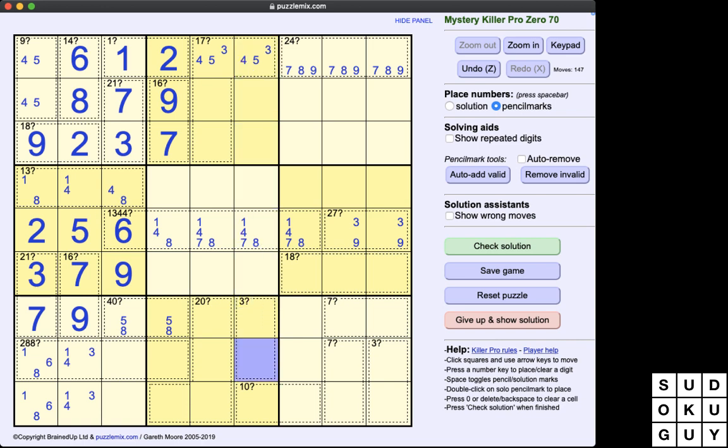Okay, that was cool. What about this 288 though? Okay, so the largest number I can use here is a 4. 288 divided by 4 is what, 72?